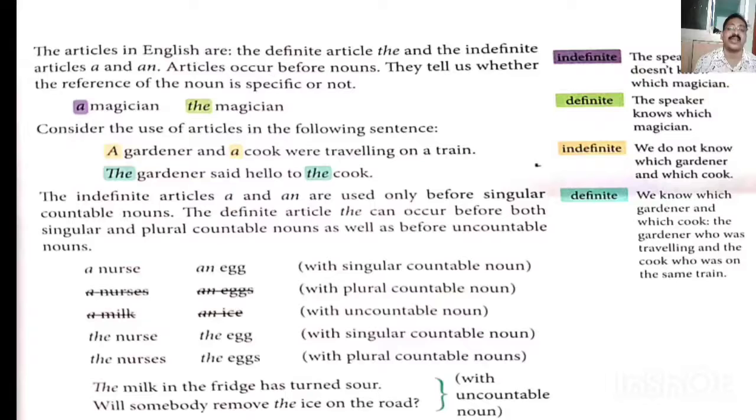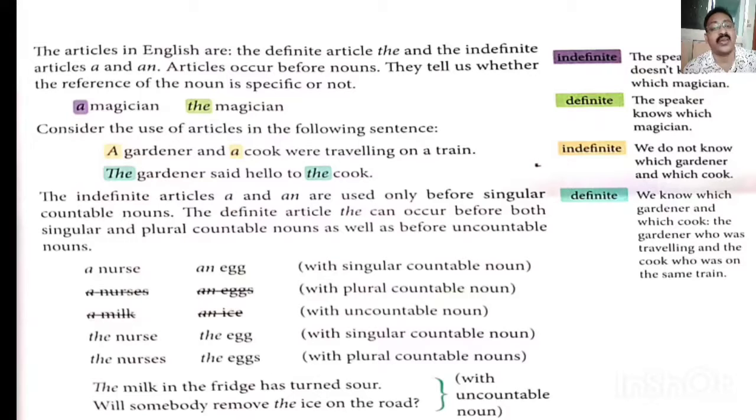But in the second sentence, when you are writing that gardener and cook, which relates to the first one, in that case you will not use A, you will use the there. The gardener said hello to the cook. Here we are talking about that same gardener and the same cook which we have talked about in the first sentence. That means you are repeating that noun. When we repeat a noun 2 times in 2 sentences simultaneously, in that case A or An can change into the.